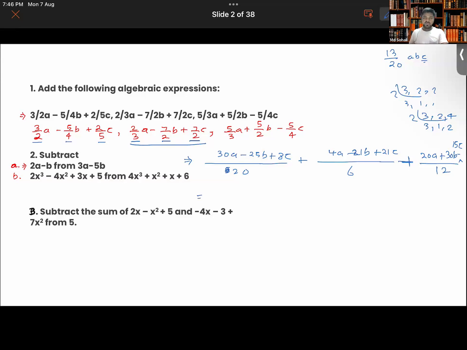Now we will see if the numerator part gets cancelled further or not, right? So in the numerator part, we can see none of the terms are getting cancelled, since all of them are unlike terms, right? So next we will take the LCM of 20, 6 and 12. So what was the LCM of this one?